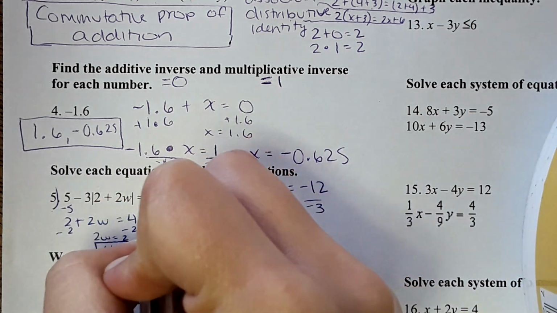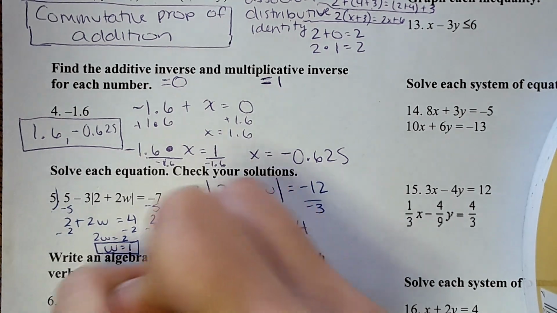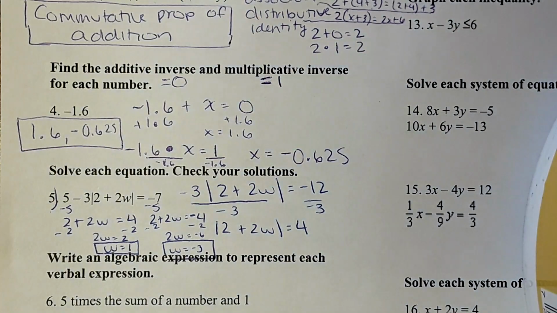So I get w equals 1, and w equals negative 3.